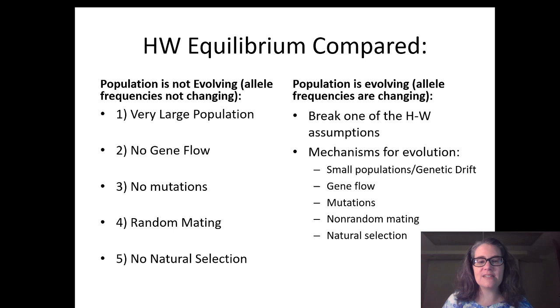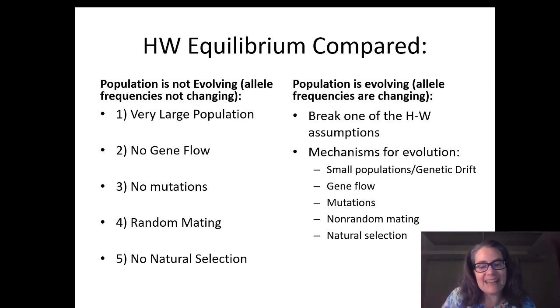So in all of these ways, we break Hardy-Weinberg equilibrium. So remember, Hardy-Weinberg equilibrium, for a population to not be evolving, that means their allele frequencies are not changing over time. And we say that that population is in Hardy-Weinberg equilibrium. In order to have this, you have to have these assumptions: very large population, no gene flow, no mutations, random mating, and no natural selection.